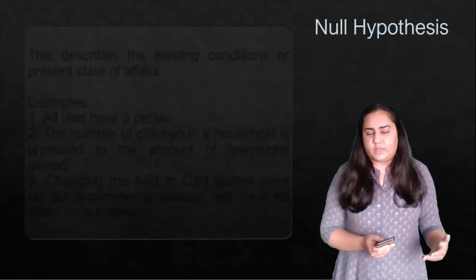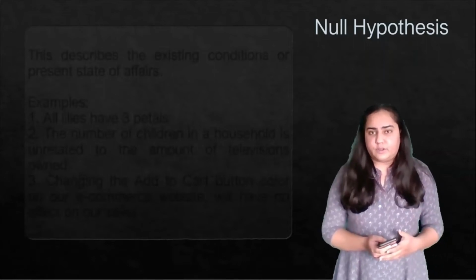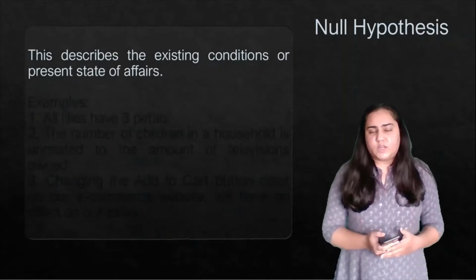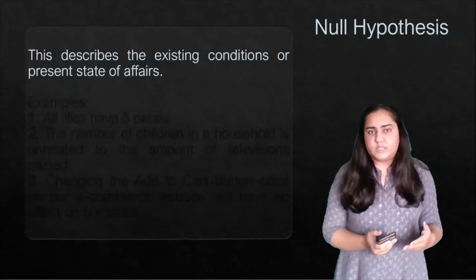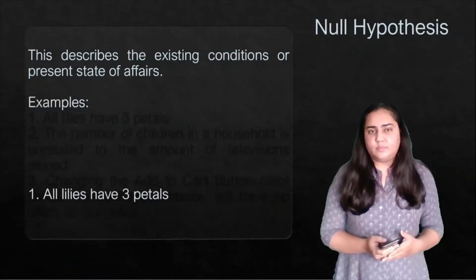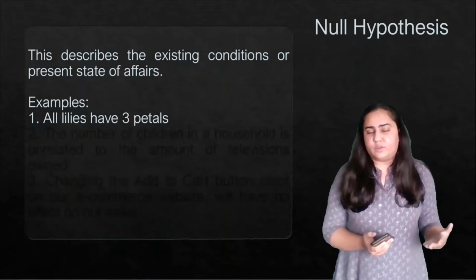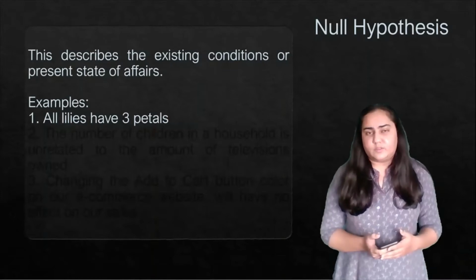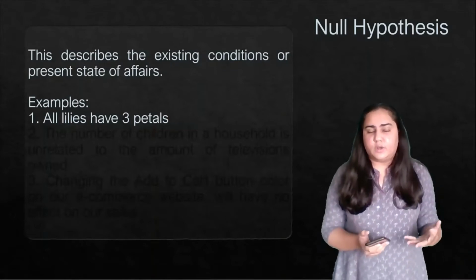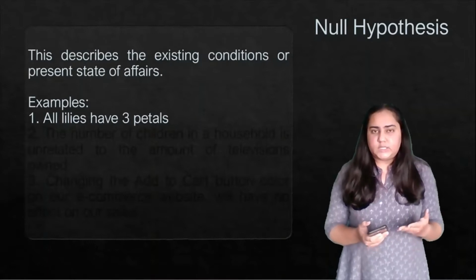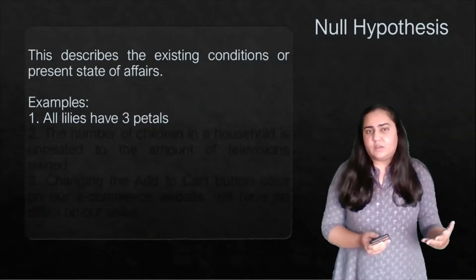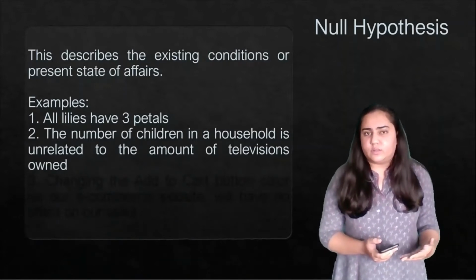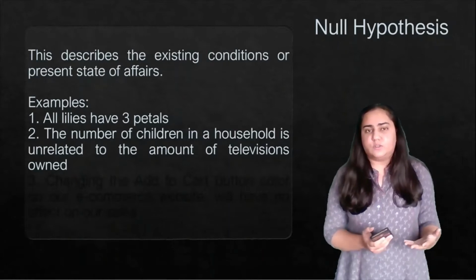Now, how do we solve that? To solve that, first of all, you need to define a null hypothesis. What is a null hypothesis? This describes the existing conditions or present state of affairs. Examples are, number one, all lilies have 3 petals. So lilies are flowers and they have 3 petals. So this is a null hypothesis because it's true in itself that all lilies have 3 petals. This is the current state of affairs without you making the change. The second example is, the number of children in a household is unrelated to the number of televisions owned.